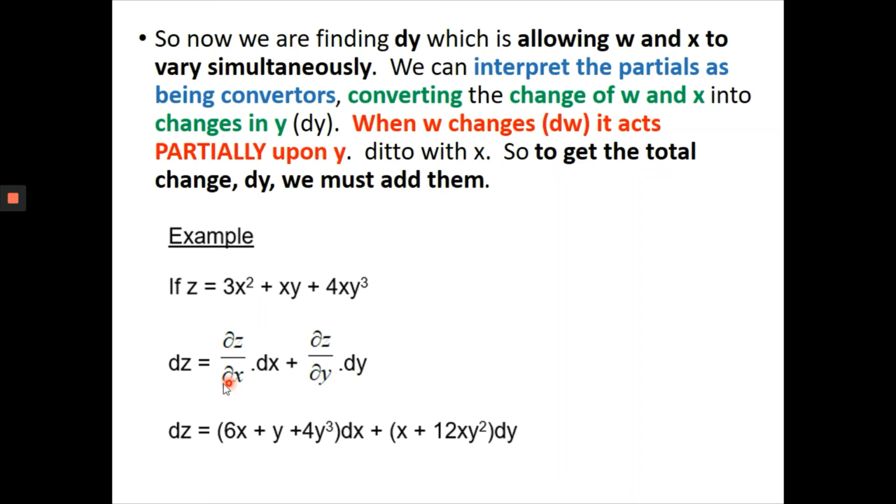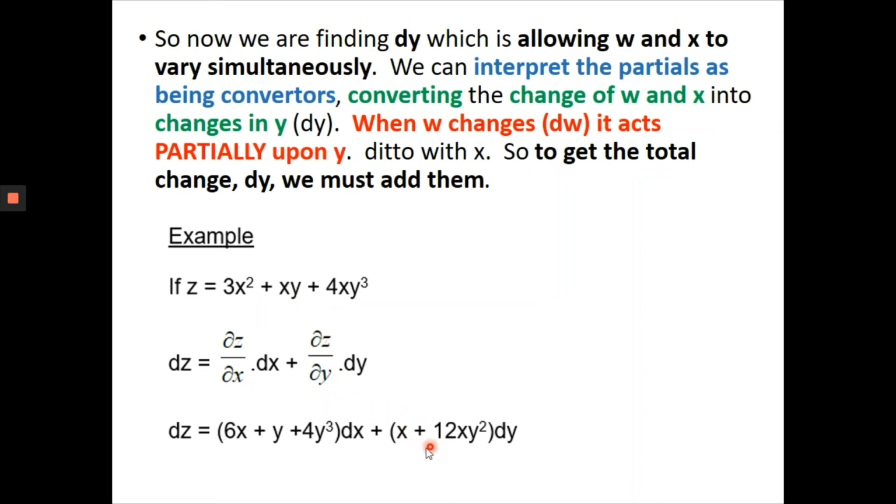So what we need to do in calculating dz, we need to go back to this function and partially differentiate with respect to x, all right? And that is what you see down here. Okay, so we're partially differentiating with respect to x. So remember, in that case, we are treating the y as a constant, times dx plus, then we need to partially differentiate this function with respect to y. And that's what we see down here in this bracket.